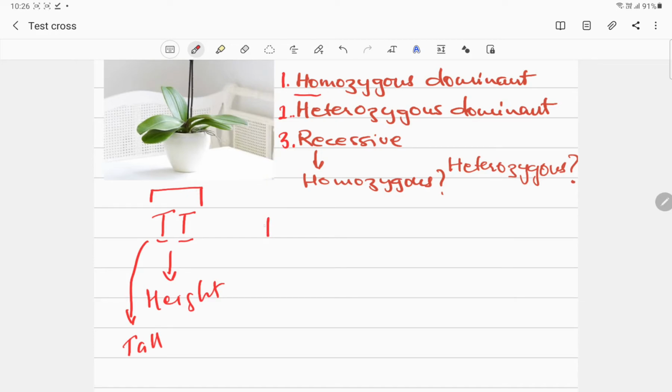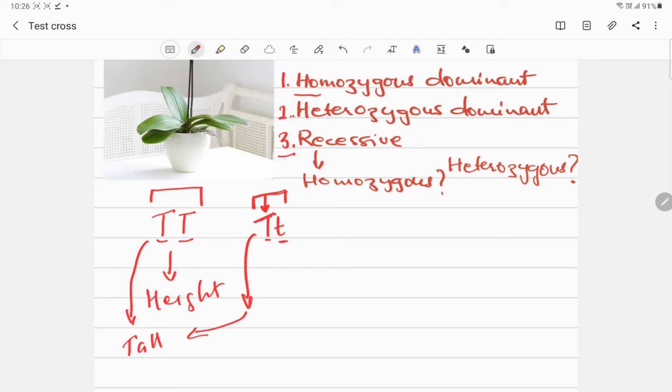Now there is another condition which is capital T and small t, which again has a dominating allelic partner and a recessive allelic partner. Because both the partners are not identical, we call this the heterozygous condition. Now in this heterozygous condition, it is still dominating, because of the presence of this dominating allele, the plant will still be tall, and that's why we call this a heterozygous dominant condition.